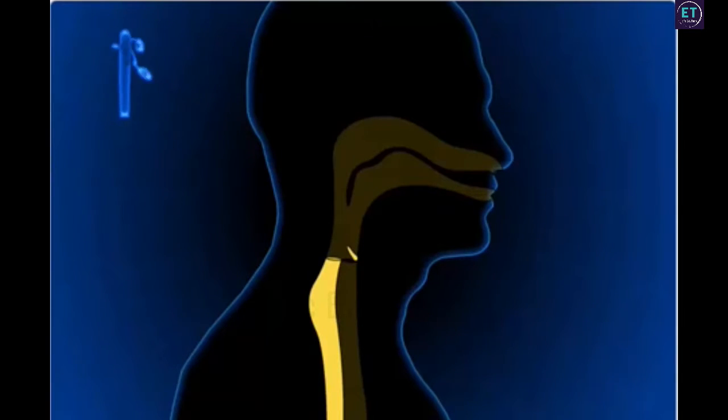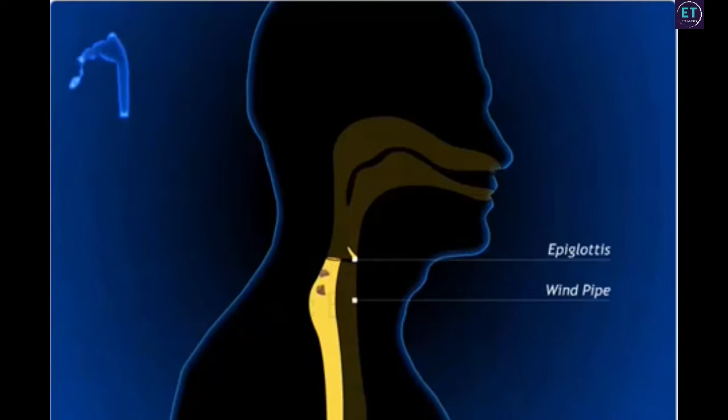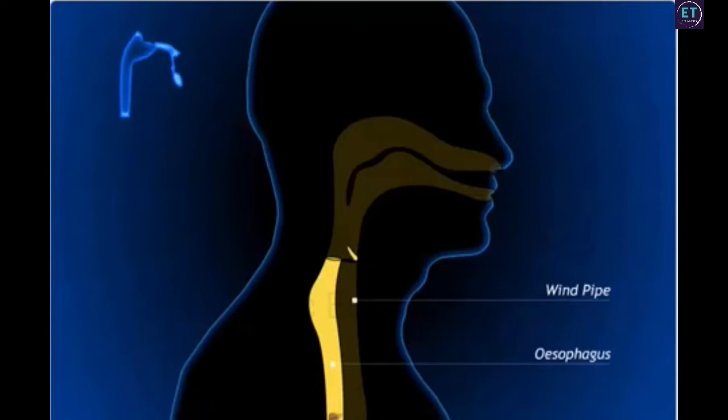When you swallow food, it moves down into the throat or pharynx. The epiglottis, which is a flap-like structure, closes the windpipe when you swallow, so that you don't choke on your food. Food moves through a narrow tubular muscular organ called the esophagus.